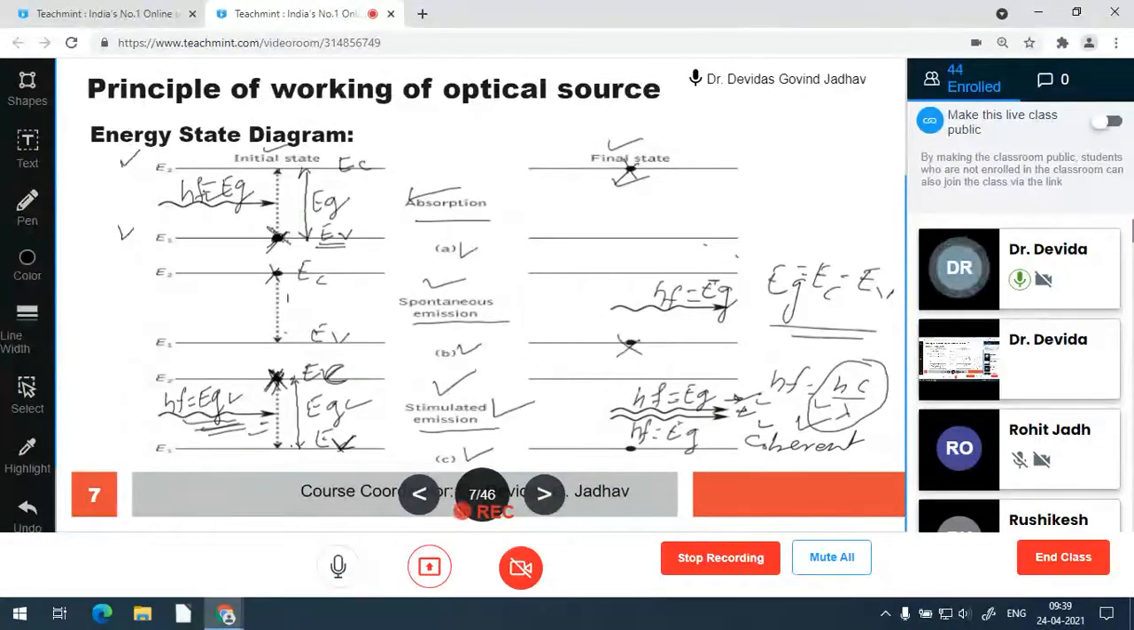So what is laser? Light amplification by stimulated emission of radiation. The short form is LASER. In laser, amplification is there, stimulated emission is there, and radiation takes place due to that. So stimulated emission is observed in laser. The laser emits monochromatic as well as coherent light.